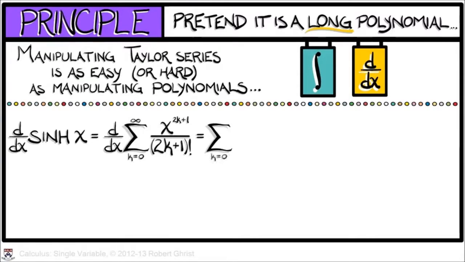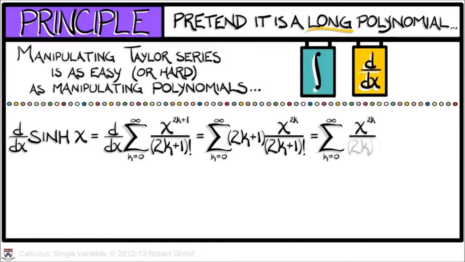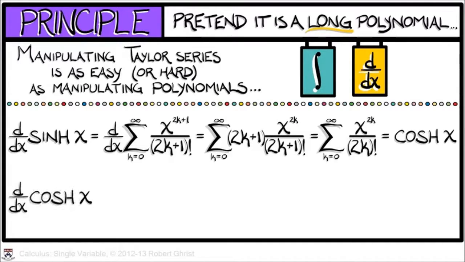Since the derivative of x to the 2k plus 1 equals 2k plus 1 times x to the 2k, we can see by dividing by 2k plus 1 quantity factorial and summing as k goes from 0 to infinity, that the derivative is the sum, k goes from 0 to infinity, of x to the 2k over 2k quantity factorial. That is simply the hyperbolic cosine of x. In similarity to what happens with trig functions, the derivative of sinh is cosh.